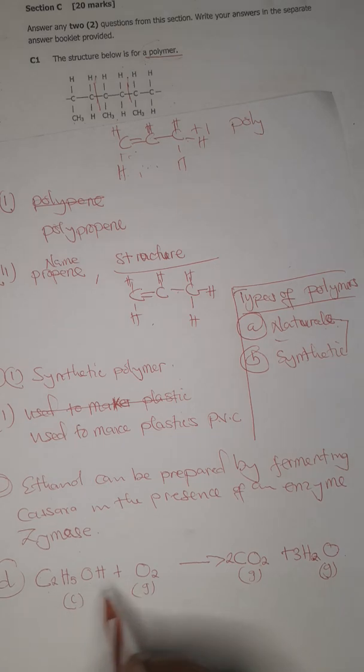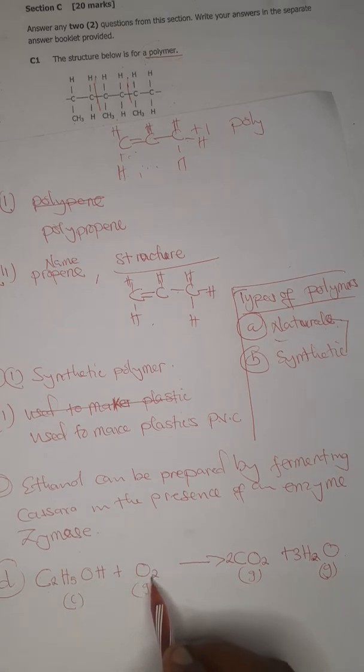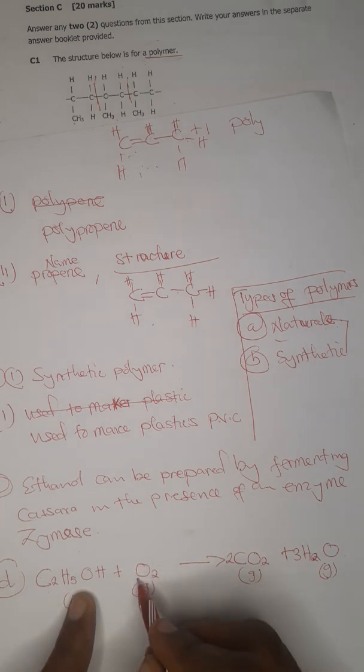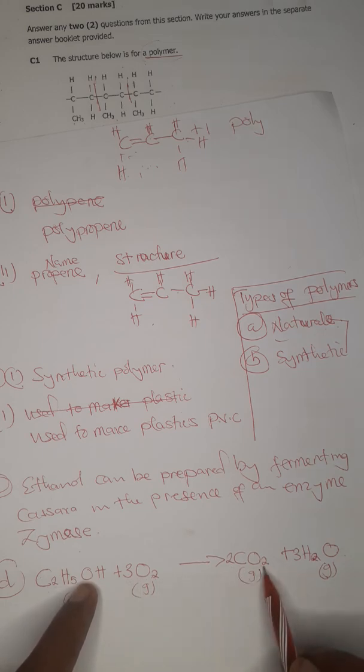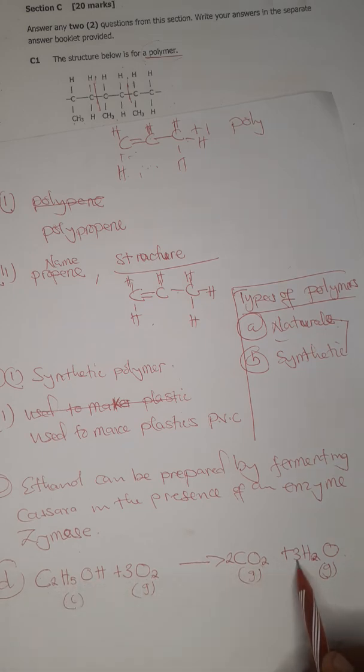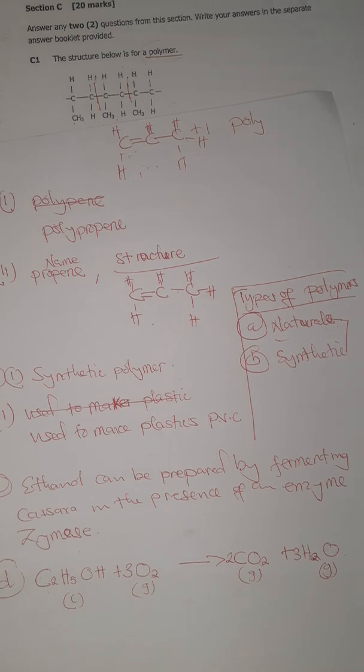So to balance, here there is a 2, here there is a 1. So we need 6 atoms of this. For us to have that 6, we are going to put a 3. 2 times 3 is 6 plus 1, 7. 2 times 2 is 4 plus 3 is 7. So the equation is balanced. That's how we balance the chemical equation.